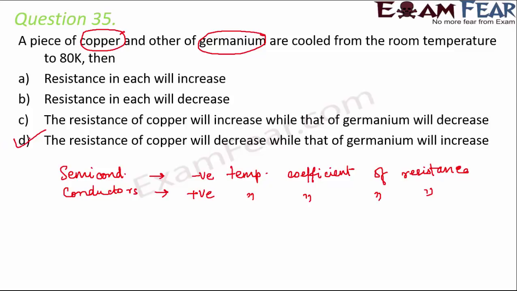Now why does this happen? That is because in case of semiconductors, when we increase the temperature, the number of electrons in the conduction band increases. Therefore the conductivity increases and therefore resistance decreases. Whereas in case of conductors, when the temperature is increased, the collision of electrons increases, and therefore the resistance also increases.